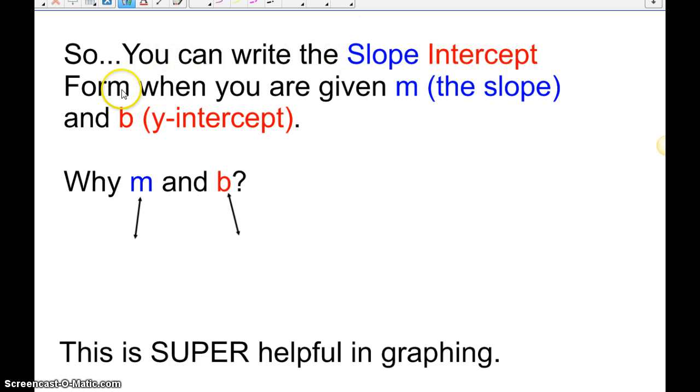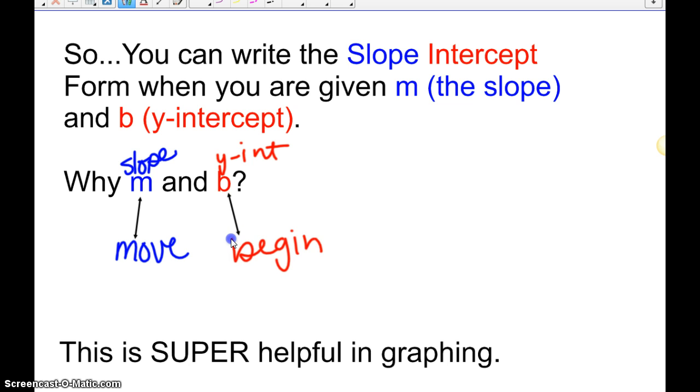Now, how does this help you? Well, you can write your slope-intercept form when you're given m, the slope, and b, the y-intercept. So why do we use m and why do we use b? Well, m, here's your slope. And they use m because that's how you move from an original point. And the original point is your y-intercept. I'm just going to abbreviate that, and that's where you begin. And this is super duper helpful when you're graphing stuff. So let's try a couple of graphs.